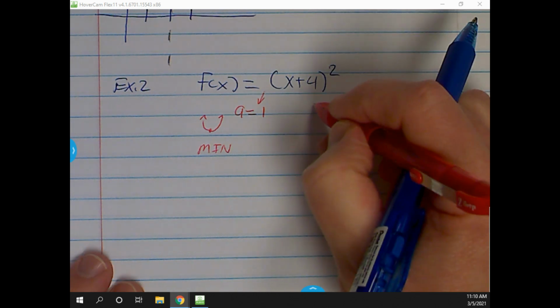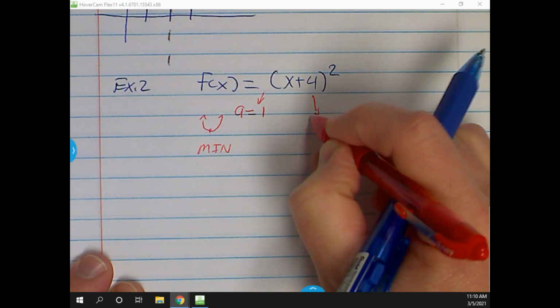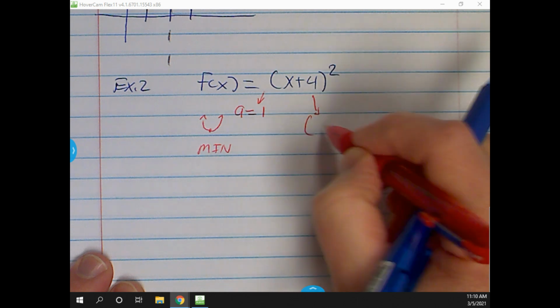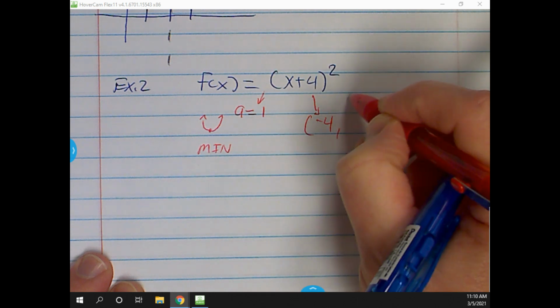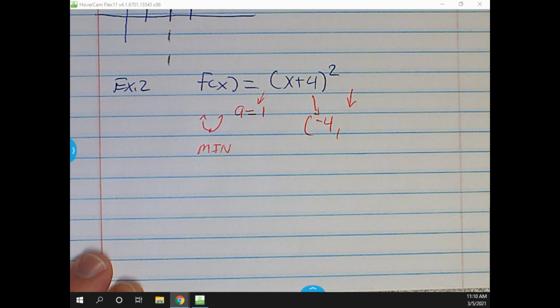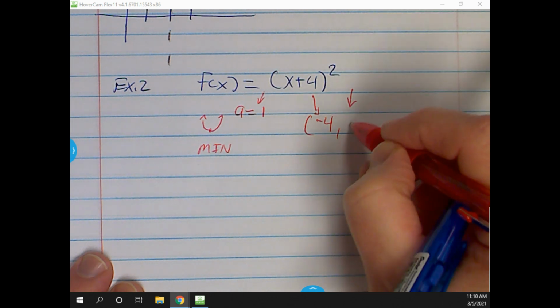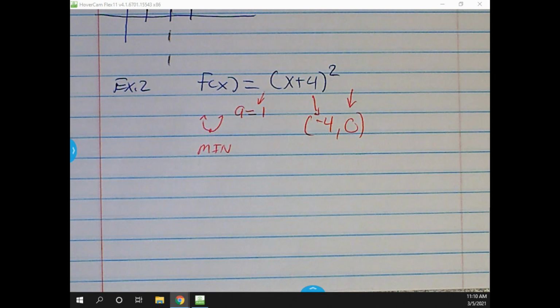Okay, now here's where some people get a little off on this one. Your h value, that's what's on the inside. Again, we have to change it from a +4 to a -4. There's nothing on the outside, right? So what's the same thing as adding nothing? If you're adding nothing, that number would be 0. So if there's nothing on the outside to add or subtract, then that default goes to 0.